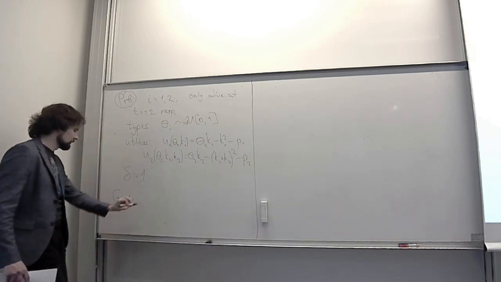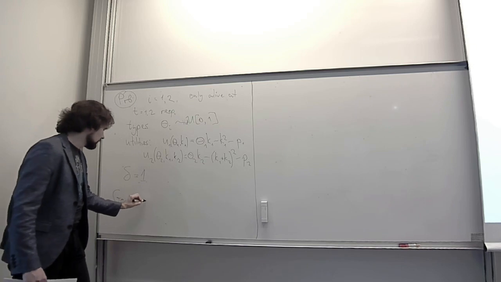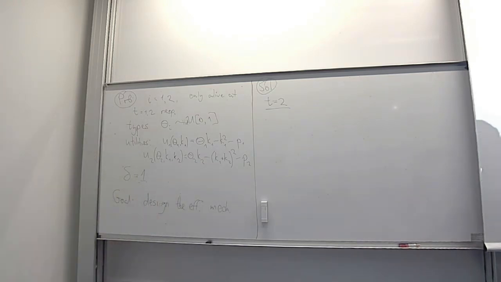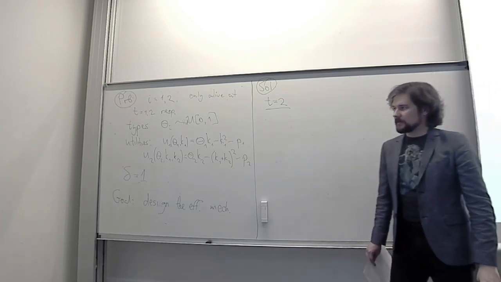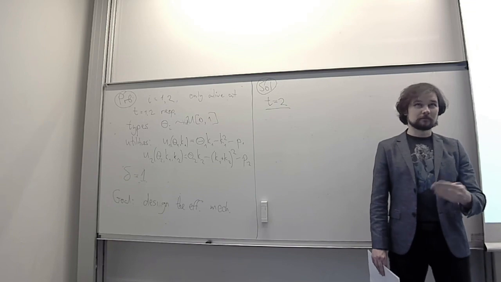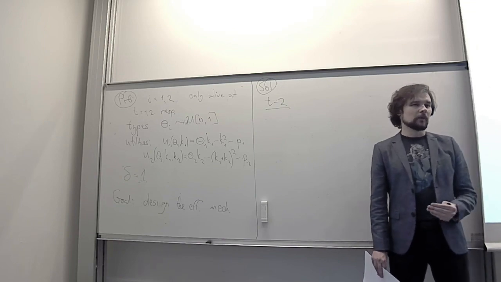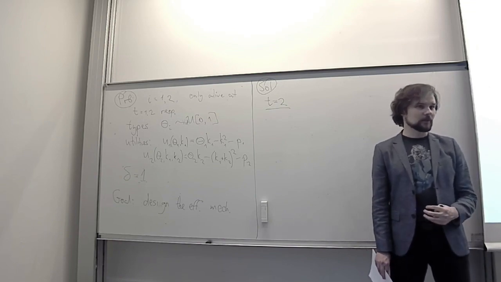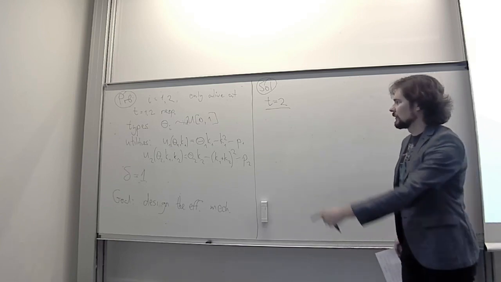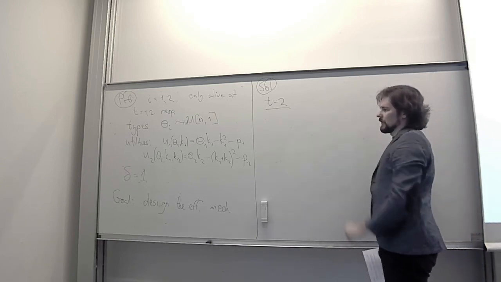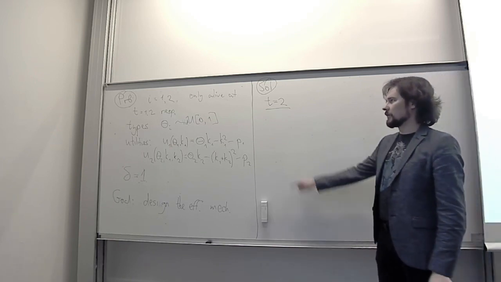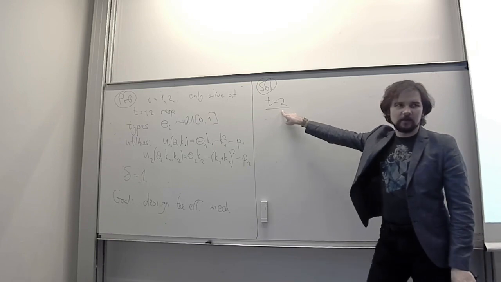So I'll write down the goal. Design the efficient mechanism. We solve this dynamic problem just like we solve many other dynamic problems. We do this by backwards induction. So we start from the end and we move backwards in time. In our case, the final terminal point, the last generation that will ever live on Earth, is generation 2 in period number 2.